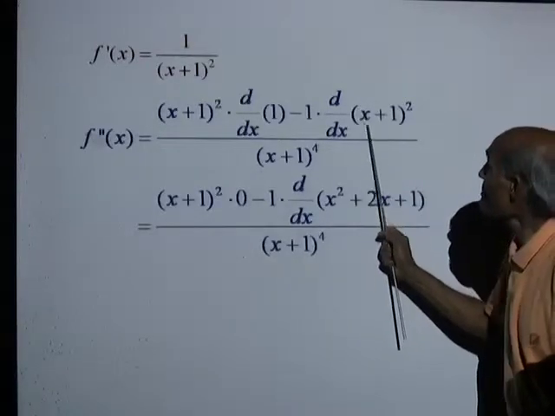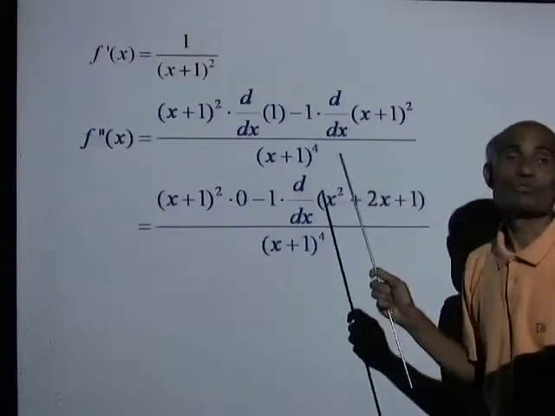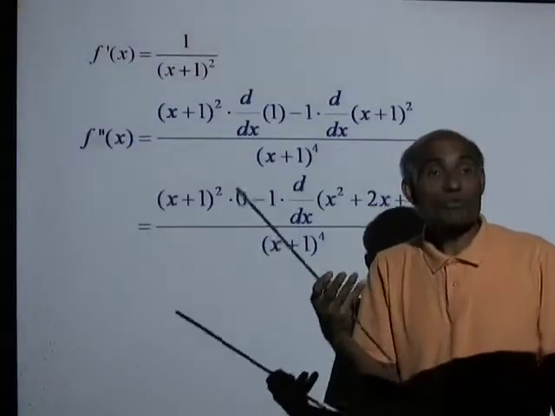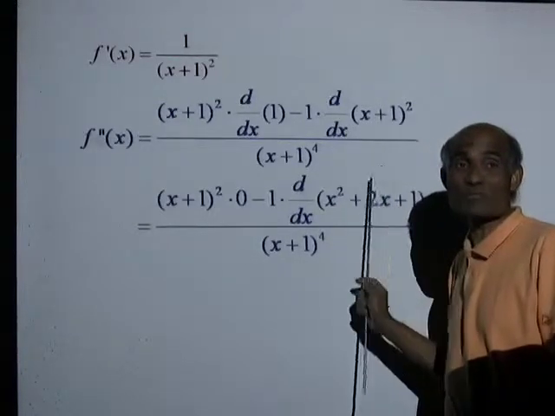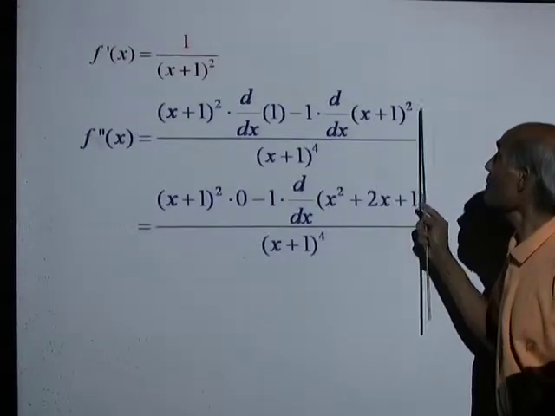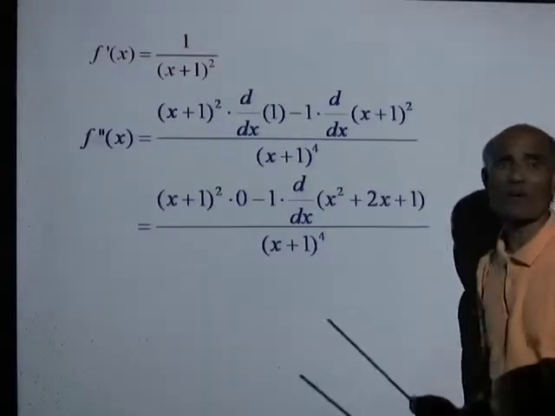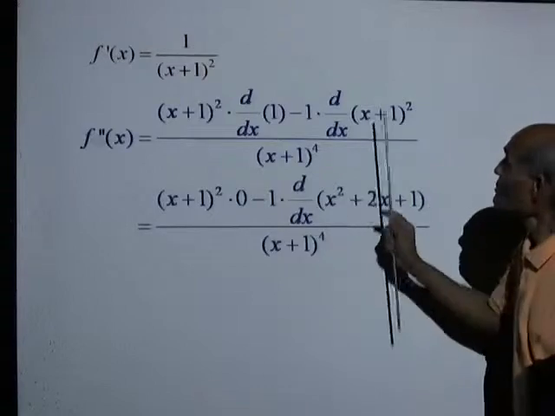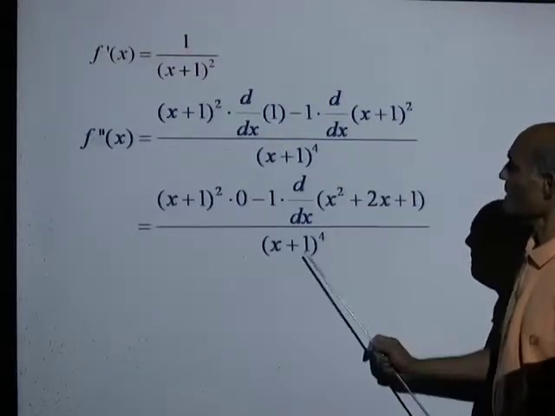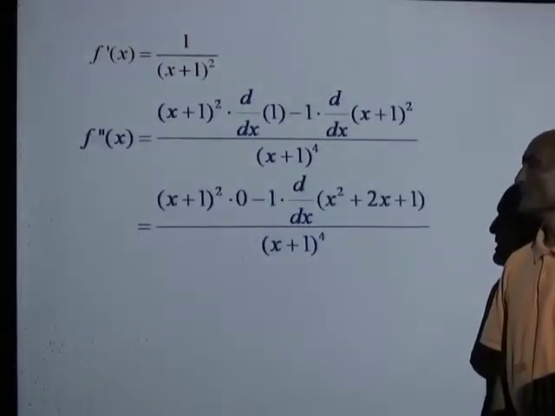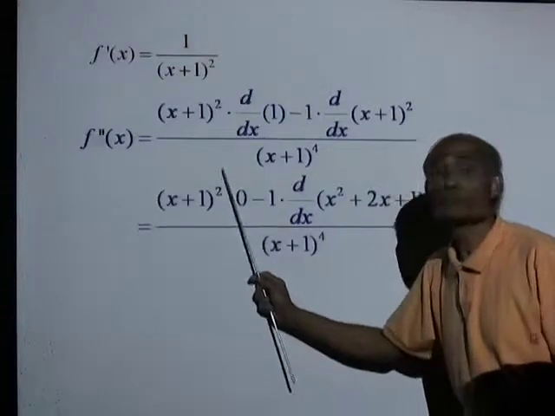And in order to find the derivative of x plus 1 all squared, we haven't yet found a rule for such quantities. So we need to first of all expand it. Now x plus 1 all squared is x squared plus 2x plus 1. That's no problem for you. So this is the derivative of x squared plus 2x plus 1 all over x plus 1 to the power of 4. Of course this is 0.